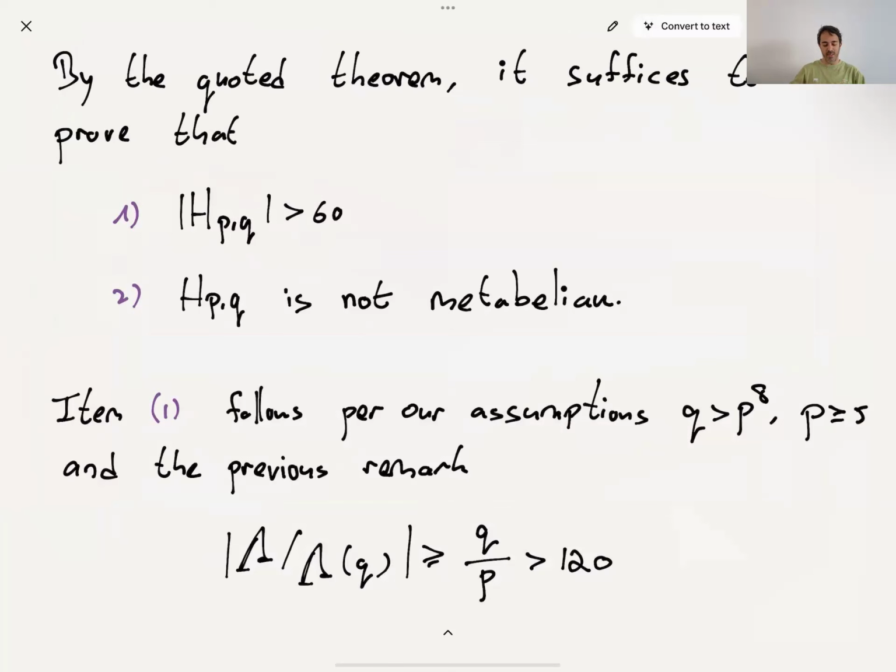So why is it of size at least 60? Well, we assume that Q is at least P to the power 8 and P is at least 5. And by the previous remark, where we bounded the number of vertices of Y, we know that it's at least Q over P. And if you plug in the parameters, you'll get a number which is more than 120. And you might expect to see a 60, but it's 120.